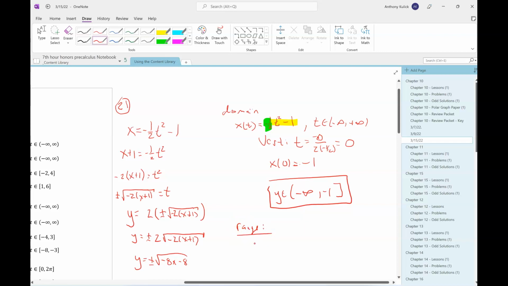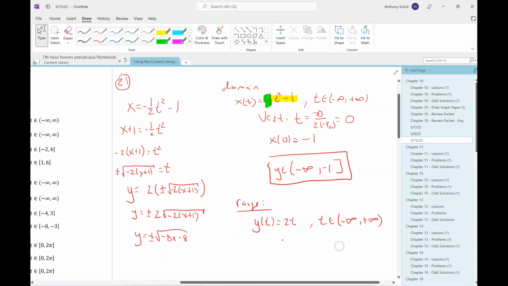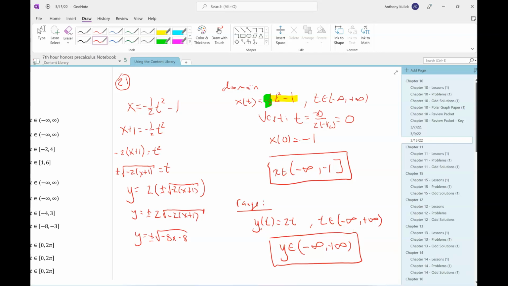The range is really easy. So my range is a linear function. And the input for that linear function is all real numbers. Oops, I meant x here, not y. So that just means that the range for that linear function is also all real numbers. Does that feel okay, Luke? Jake?